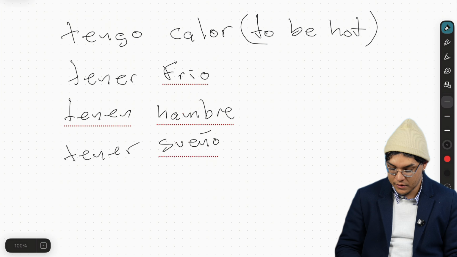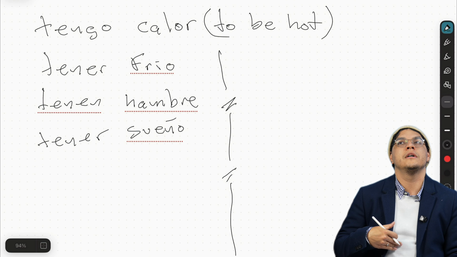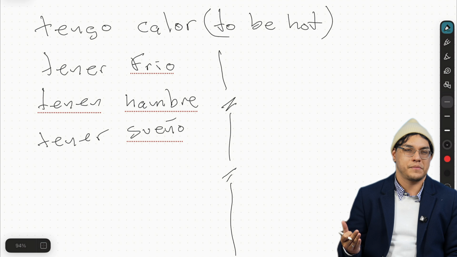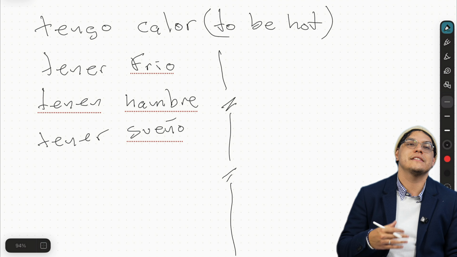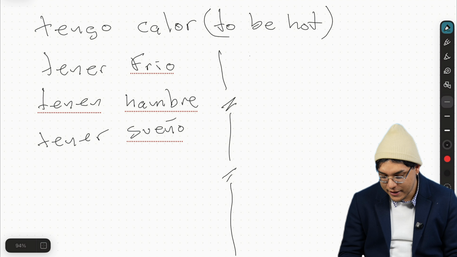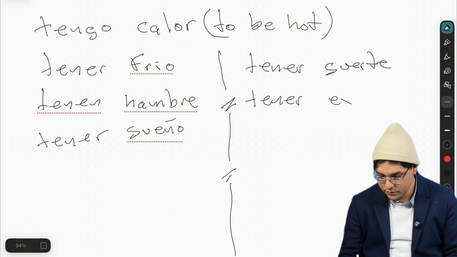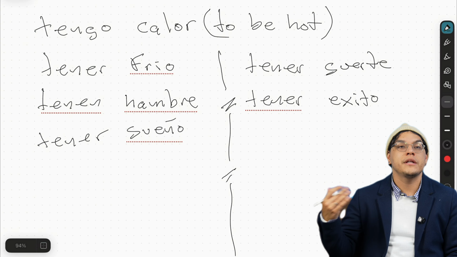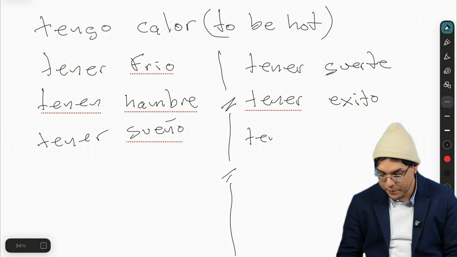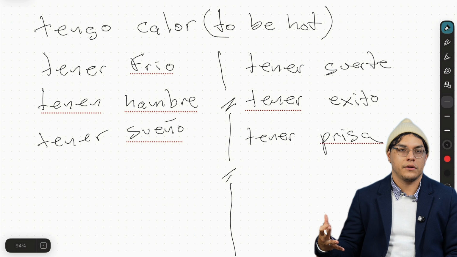Something else that is important to keep in mind is some words and phrases that work differently in Spanish. Like to be lucky. In Spanish, it's like to have luck with you, so it's tener suerte. To be successful is tener éxito. Another one is to be in a hurry. In Spanish, it's tener prisa. So that's why I want you to get used to it. It is what it is.